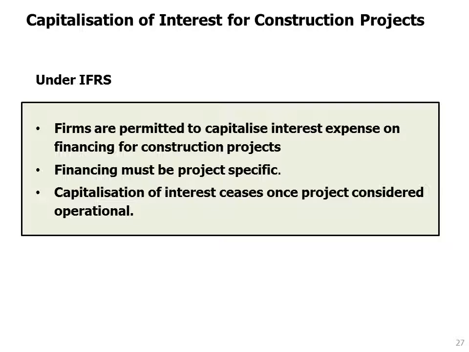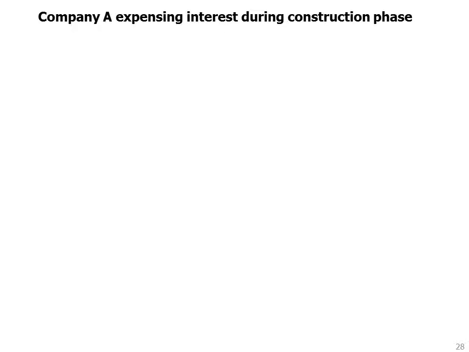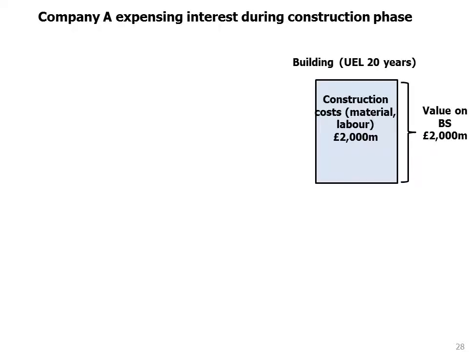So once the project is considered operational, any financing which is specific to the project now needs to be recognised through the income statement as interest expense. Let's see some of the implications of this accounting. I'm going to take two companies, one of whom expenses interest during the construction phase, one of which capitalises the interest. And I'm going to assume that the asset that is being constructed is the same in both cases. So that they're both constructing a building, useful economic life of 20 years, and the total construction cost, so material, labour, other costs, is 2,000 million.